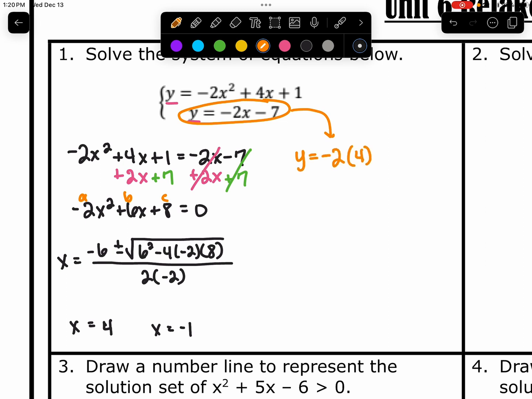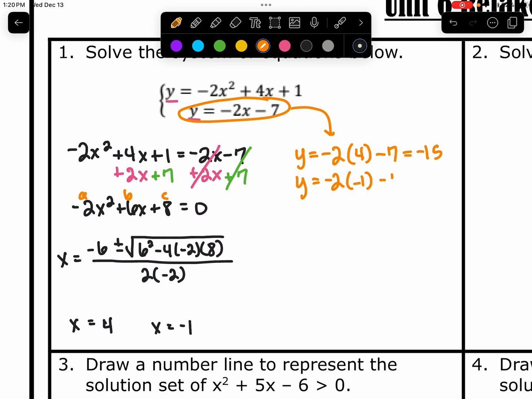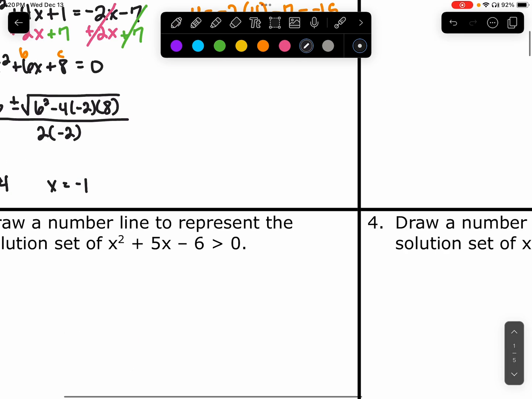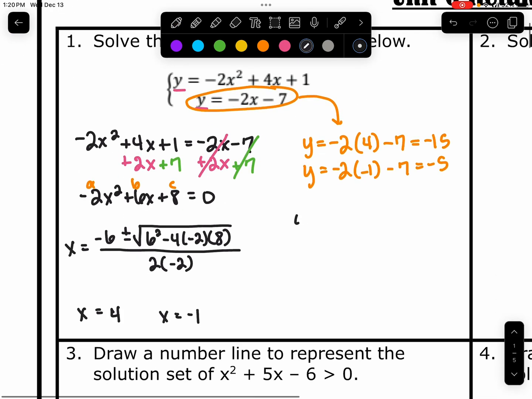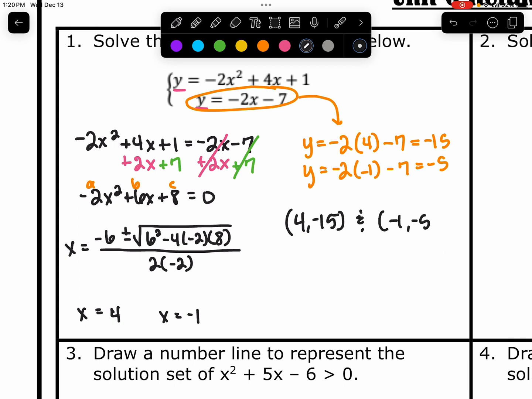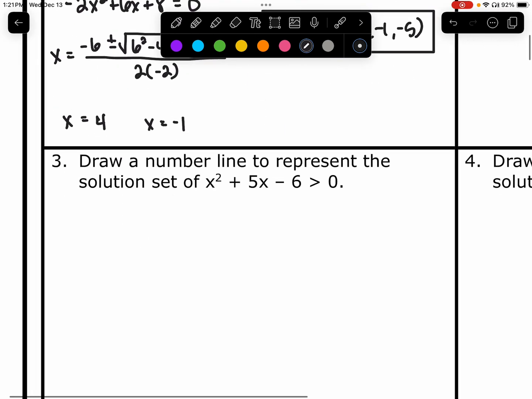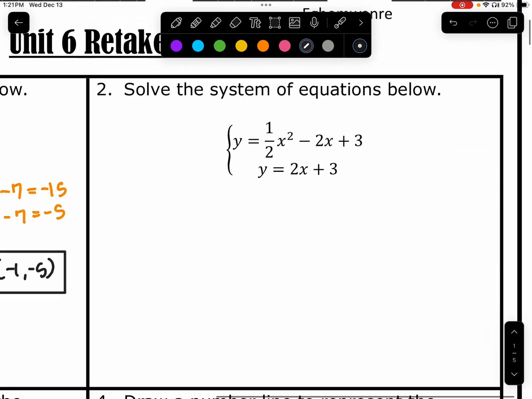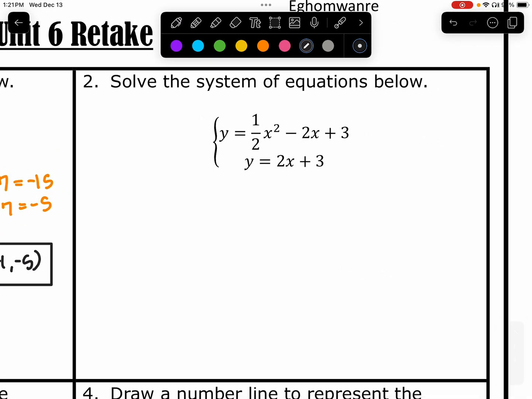So I'm plugging in the 4 that I just got for x. That's going to get me negative 15. I'm going to do it again, and I'm going to plug in the negative 1 that I just got, and that's going to get me negative 5. So our 2 solutions are going to be 4, negative 15, and negative 1, negative 5. Number 2. Go ahead and try number 2.